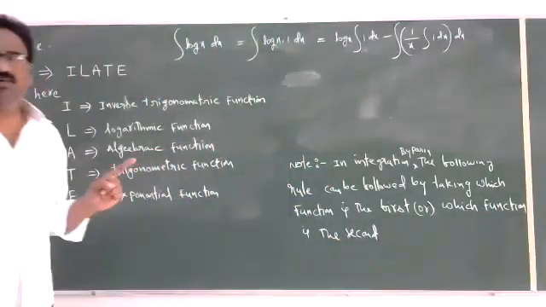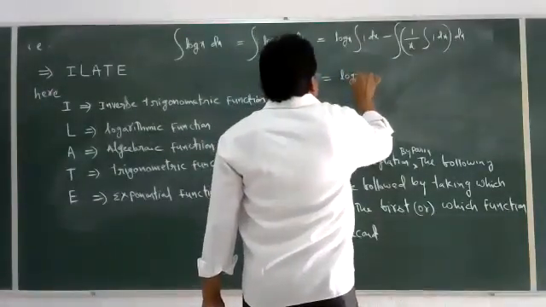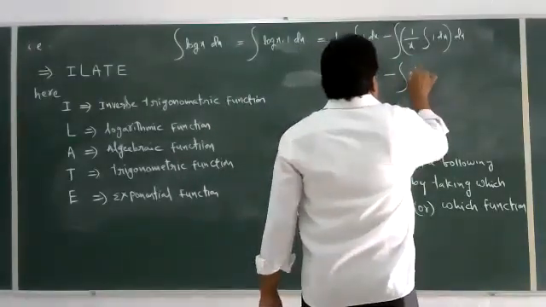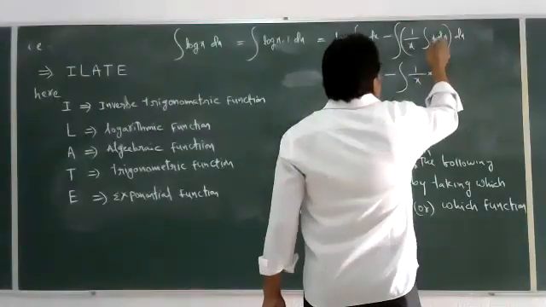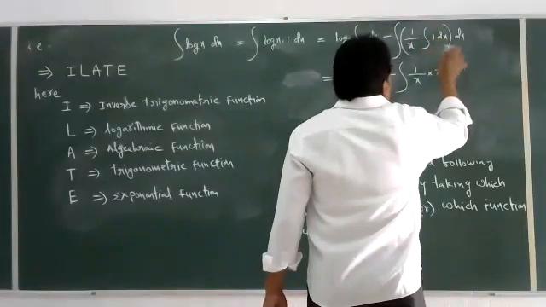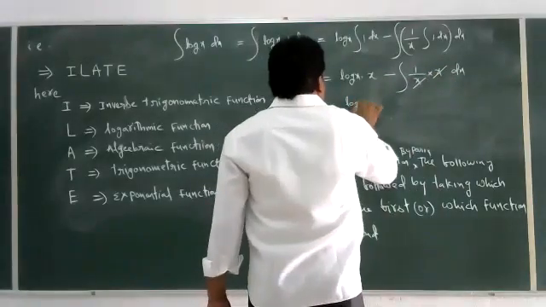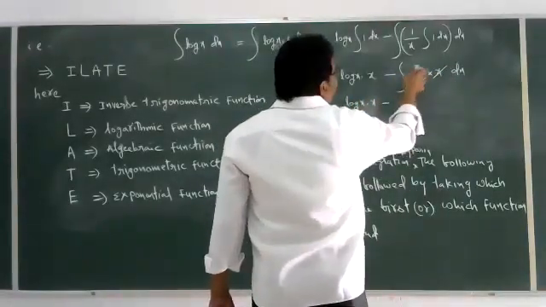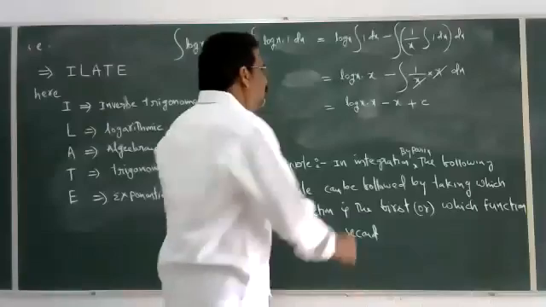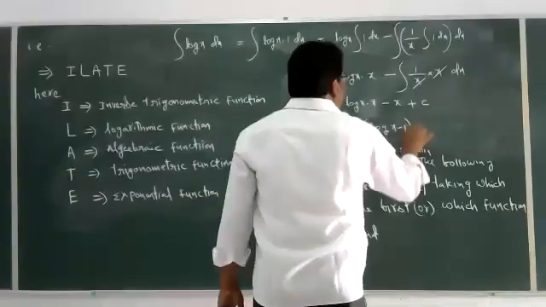This is the process of how to solve integration by parts. That is equal to log x into the integration of 1, which is x, minus integral 1 by x into the integration of 1, which is x, into dx. Here x cancels. Again, log x into x minus integration of 1, that is x, plus c. So here you take x as common, that is x into log x minus 1 plus c.